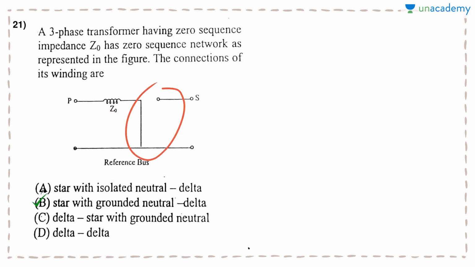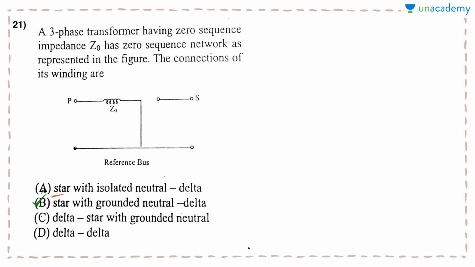So obviously the transformer will have some primary connection and also a secondary connection. To find the primary connection, the series switch is closed. That means there is a star connected primary with grounded neutral. So the neutral of that star is grounded and the circuit is complete. So the zero sequence currents can flow into the transformer from the primary side. So this is the star with grounded neutral. So only one option suits best.